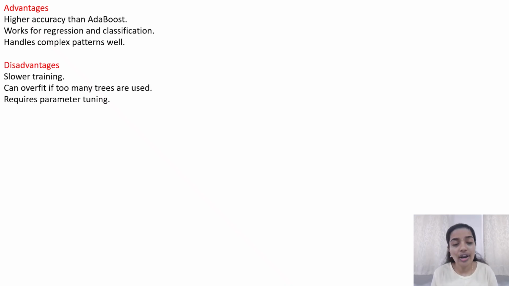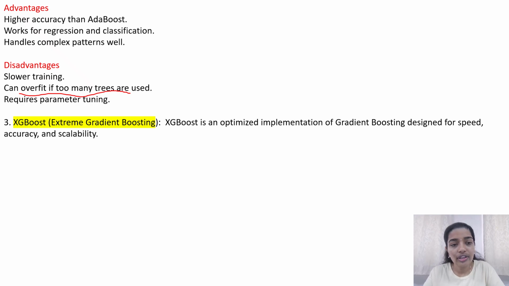Then again, AdaBoost is comparatively fast, we discussed just a few minutes ago. Gradient boosting is quite slower. It can also overfit when we use too many trees. So basically AdaBoost can also overfit, and even gradient boosting can cause overfitting. Then parameter tuning is required in this case. Then we have extreme gradient boosting. We call it XGBoost as well. It is nothing but an advanced version of gradient boosting.